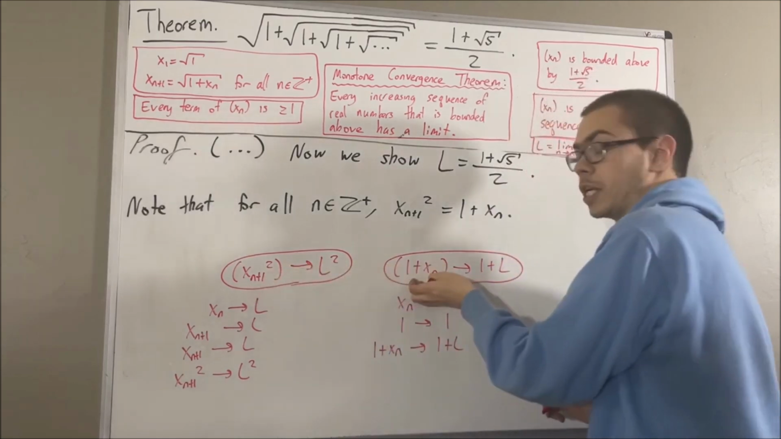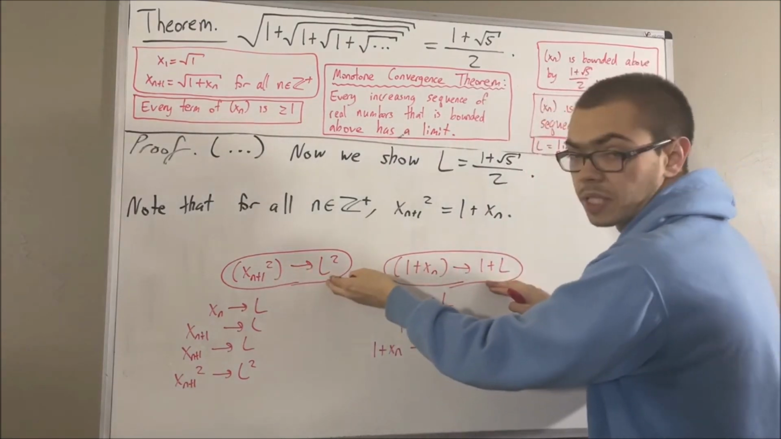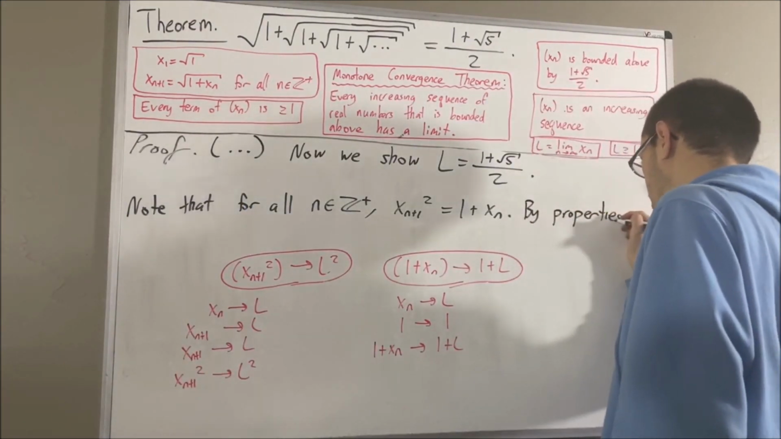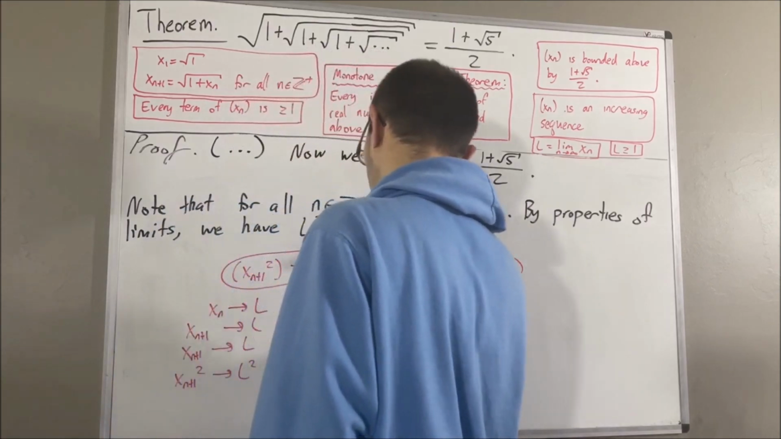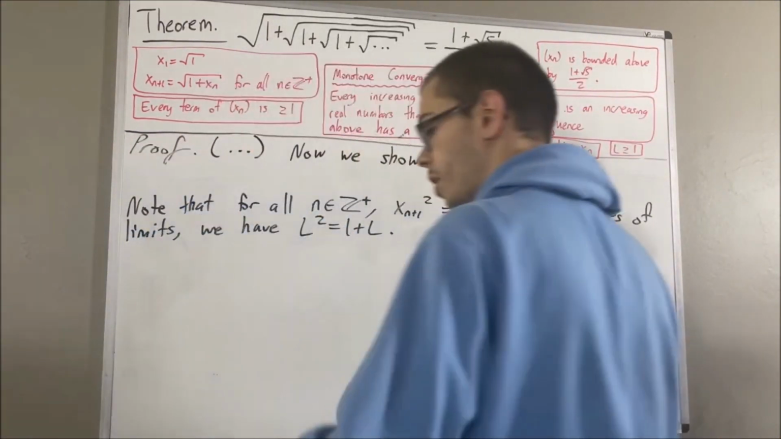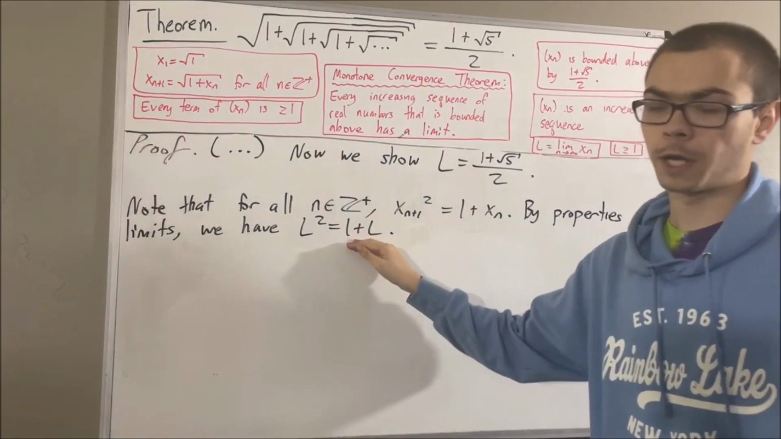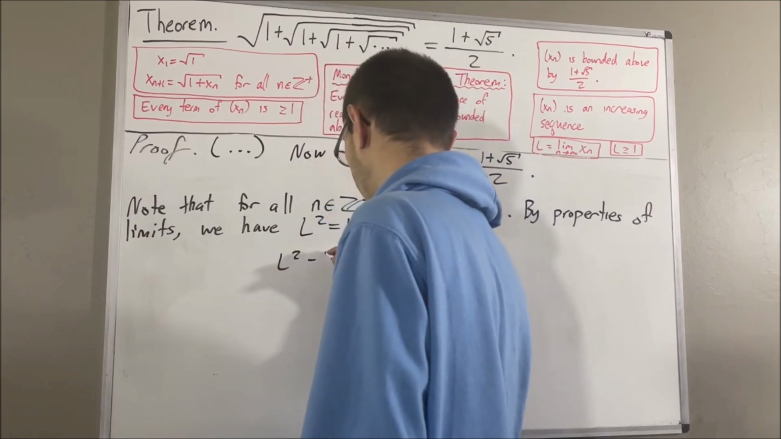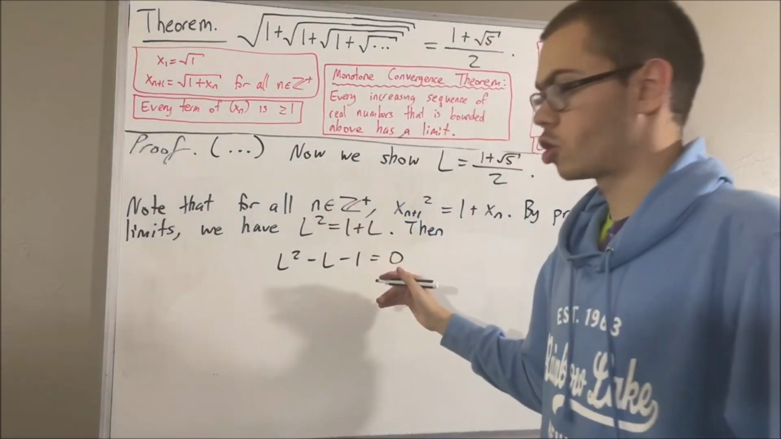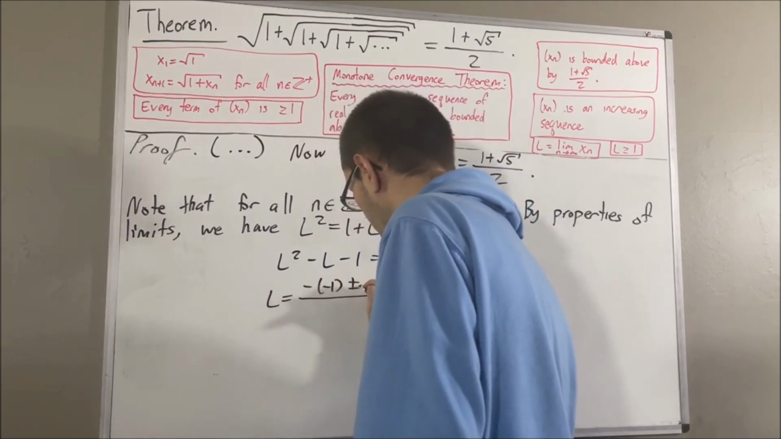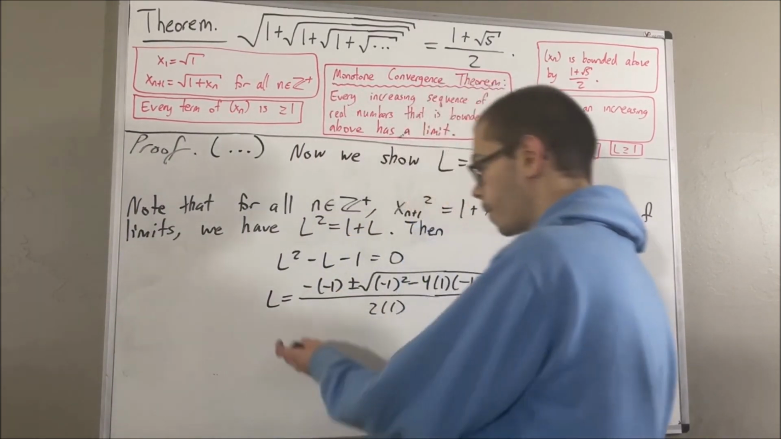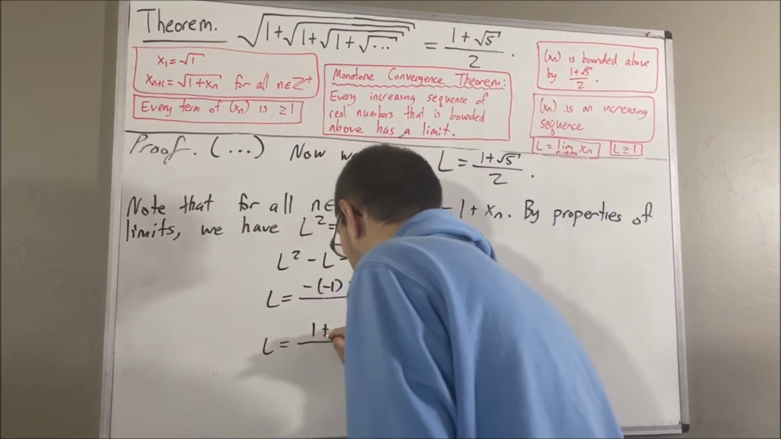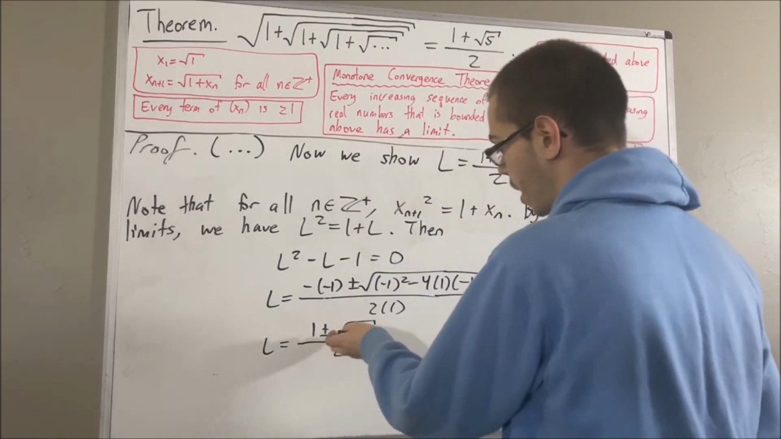Now, these two sequences are equal, so their limits must be equal. So L squared is equal to 1 plus L. So now, all we've got to do is take this equation and solve for L. Well, it's a quadratic equation. So if we apply the quadratic formula, we have this, and then if we simplify each of these three parts, we get L equals 1 plus or minus the square root of 5, over 2.